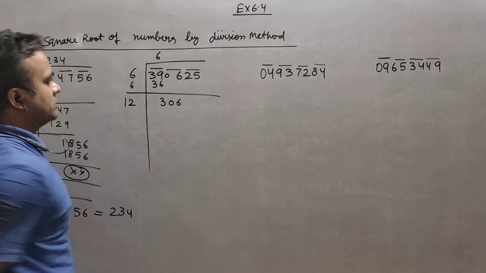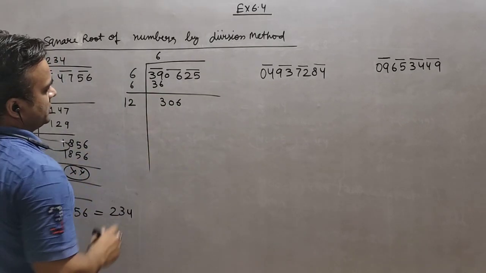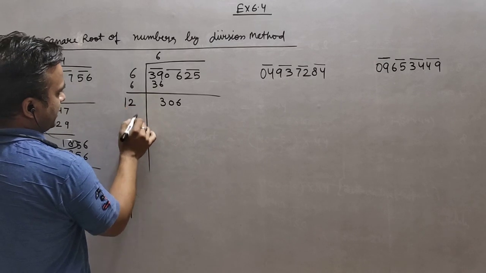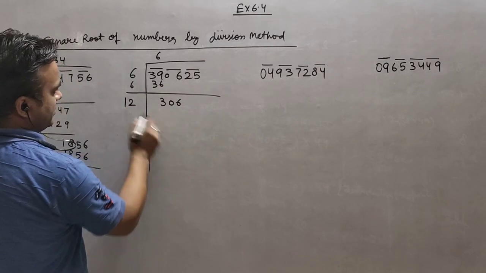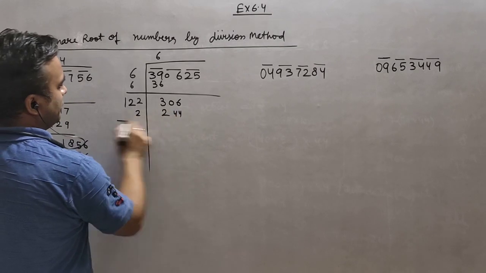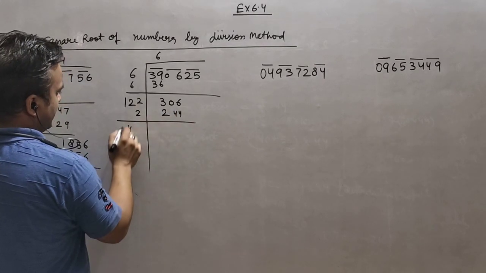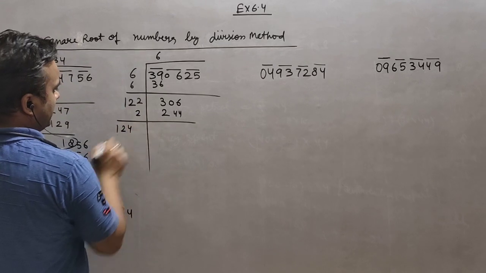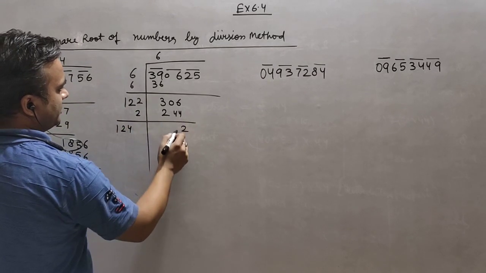Next term is 0, 6. So it is 2 or 3. If we put 3 here, it will be more than 306. So 2 is a better option. So it will be 244, and here we will add 4, 2 and 1. And what will we get here?